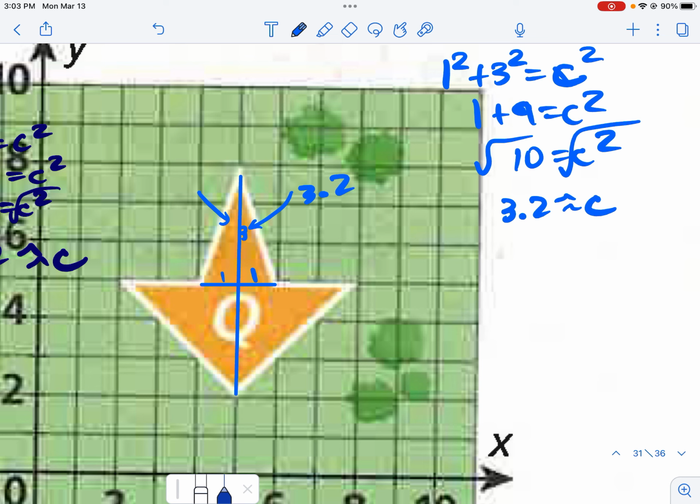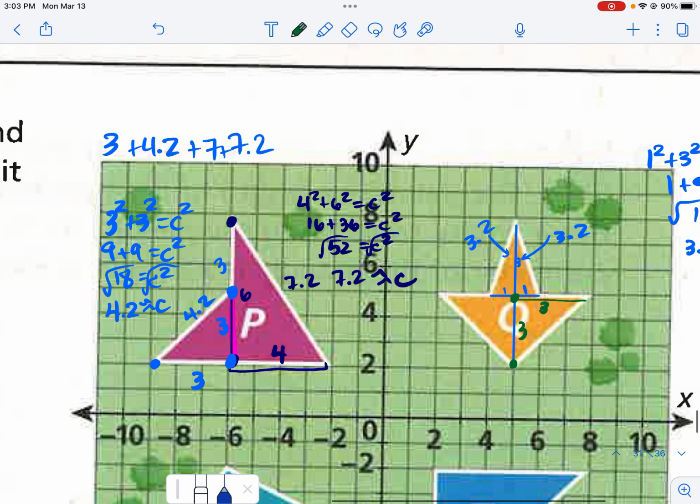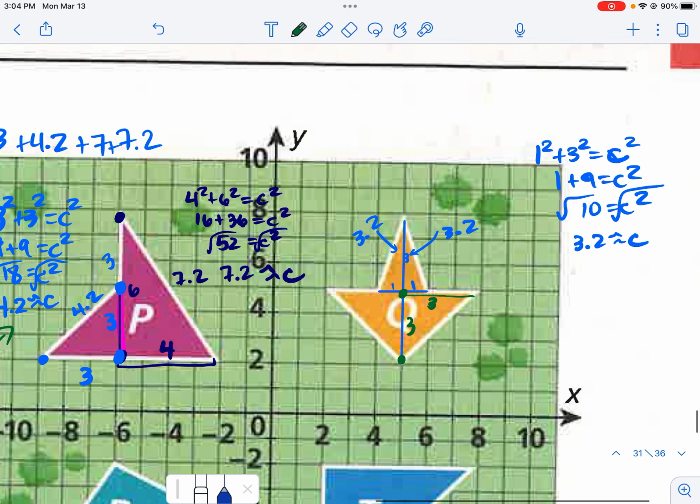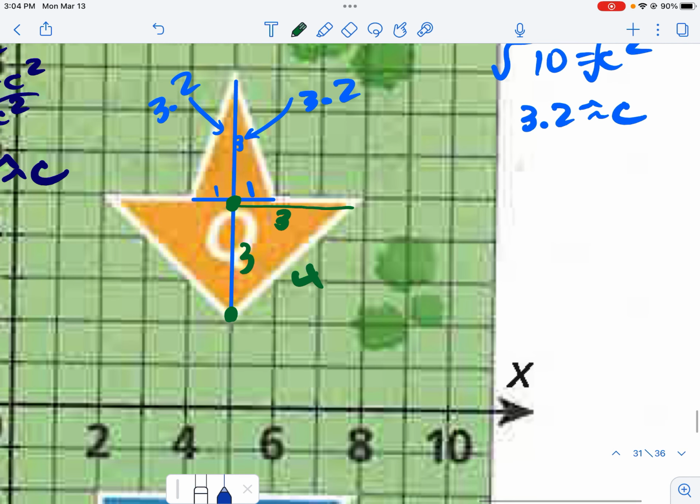So 3.2 here, 3.2 here. Then I have this one, so how long is it from here to here? So 1, 2, 3, and from here to here, it's 1, 2, 3. Did we just do a 3 by 3? We did just do a 3 by 3 right there, so 4.2. So this is 4.2, this is 4.2, this is 2, this is 2.